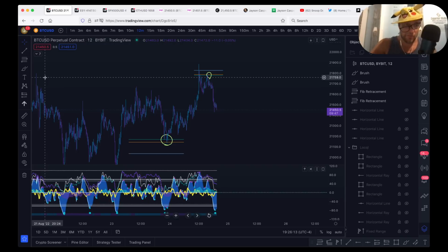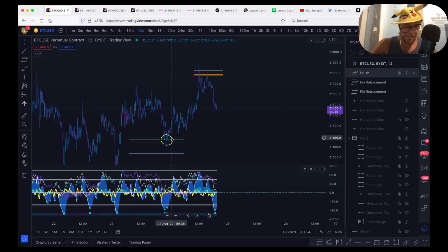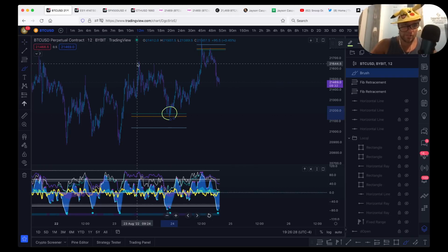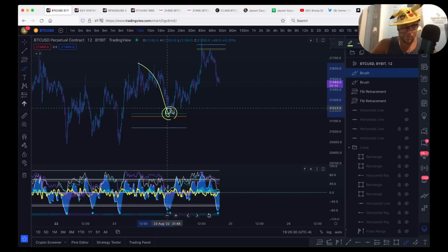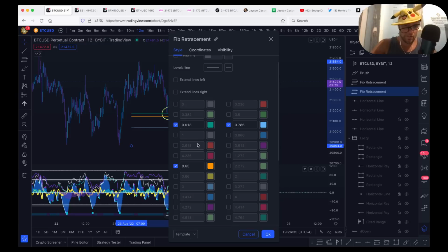If anybody's new to fibs, the way it works is we are using the Fibonacci retracement to time a retracement in the trend. So if we consider that we're in an uptrend, we know that there's a very high probability that in a retracement, it will retrace to this 61.8% move. The way we're going to get that on our fibs, we're going to double click and come over here. I like to check the 0.786 and put on 0.618, 0.65. These are the levels that I use.